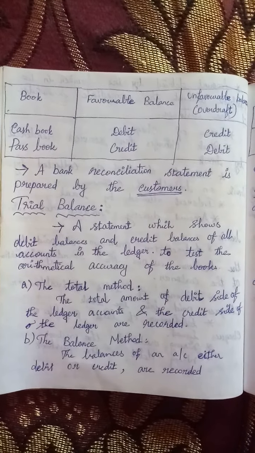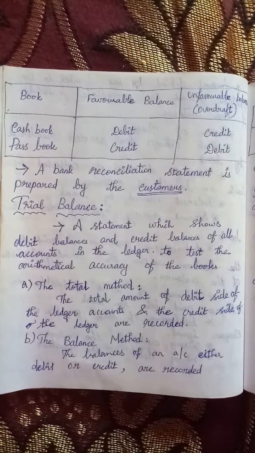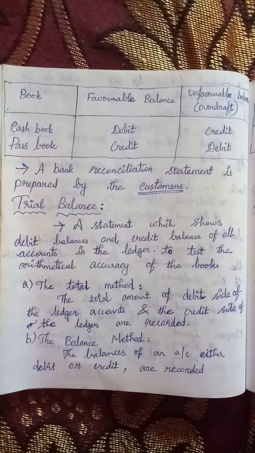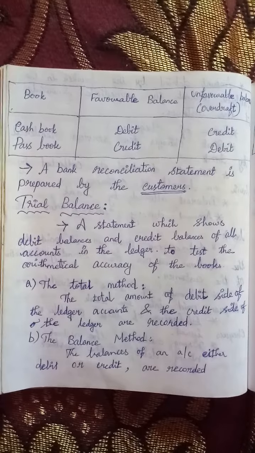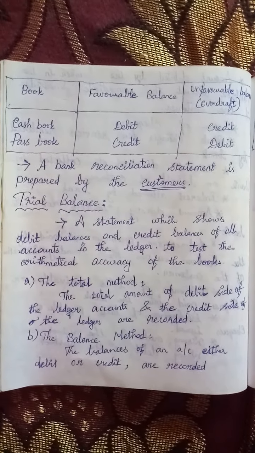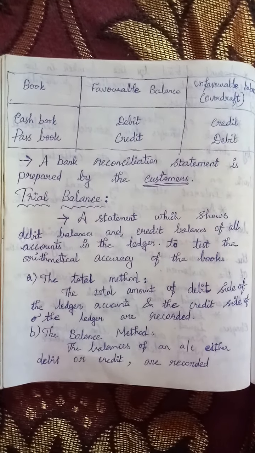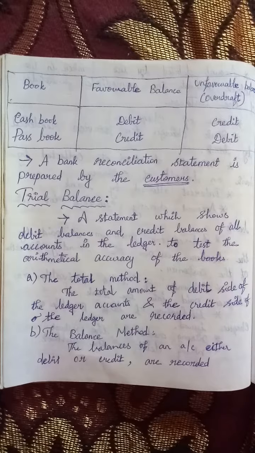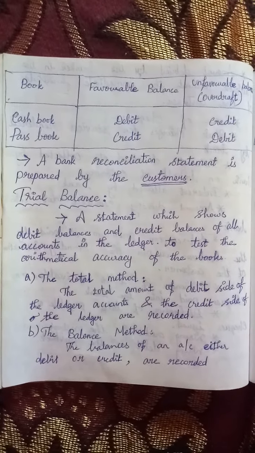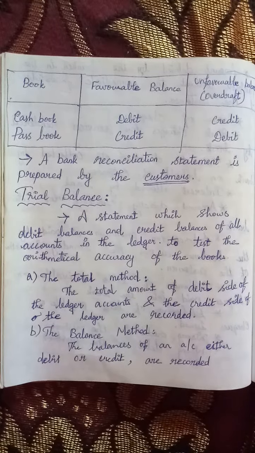Trial balance: a statement which shows debit balances and credit balances of all accounts in the ledger to test the arithmetical accuracy of the books. First one is the total method. The total amount of the debit side of the ledger accounts and the credit side of the ledger are recorded. Second one is the balance method. The balances of an account, either debit or credit, are recorded.